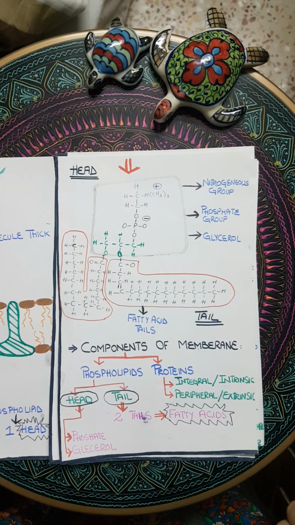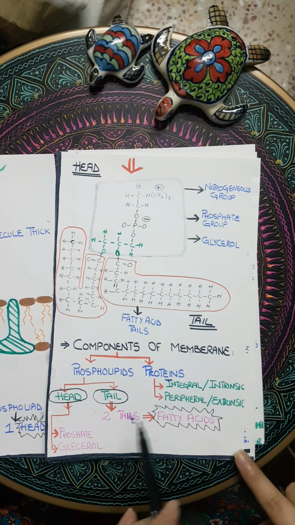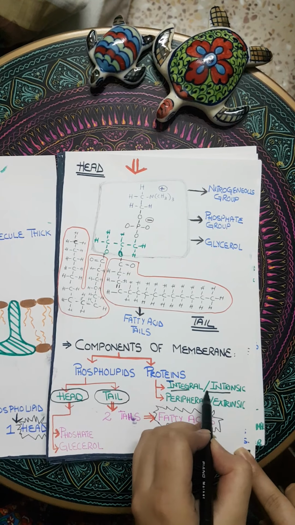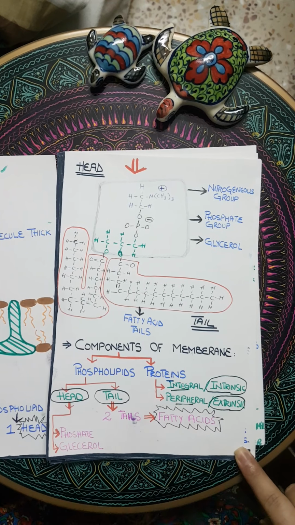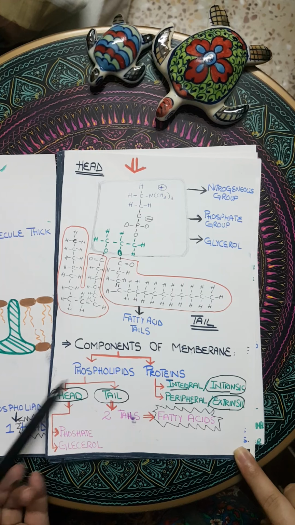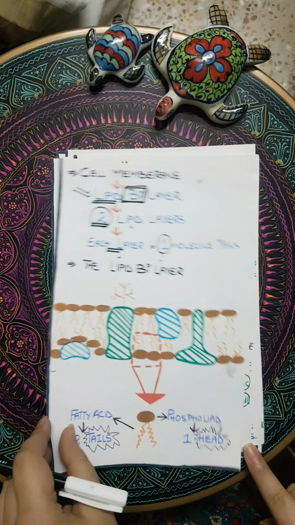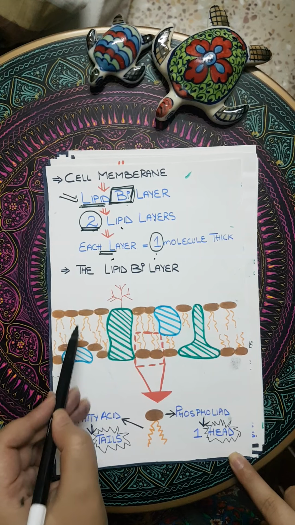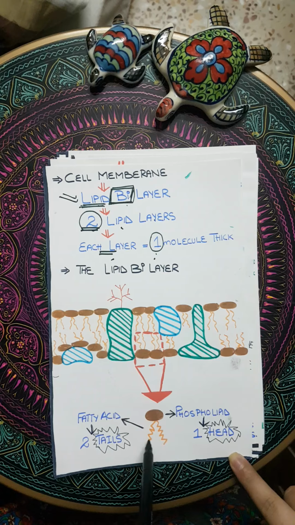we have three components of cell membrane. They're the carbohydrates, phospholipids, and proteins. Now, proteins, we have two types of proteins: the integral or the intrinsic proteins, and the peripheral or the extrinsic proteins. And then we have phospholipids. Phospholipid has these jellyfish-like structures. This is a phospholipid. This is a phospholipid.